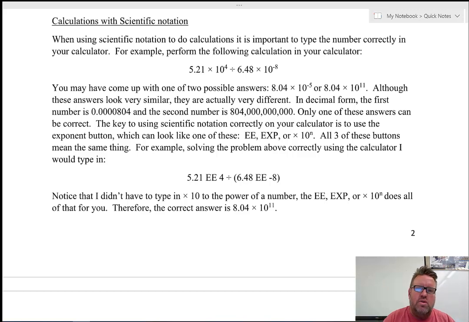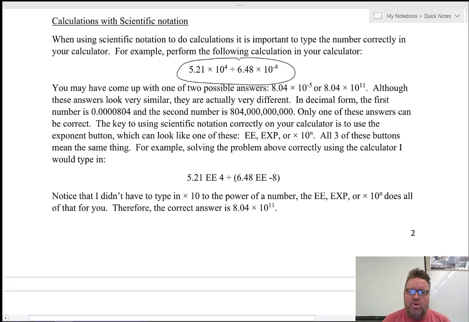Okay, but when you do scientific notation on a calculator, you have to make sure you put that number into the calculator correctly. For example, if we look at this calculation right here, you can put that into your calculator lots and lots of different ways. I want you to put it into the calculator the easiest way that you can. Depending on how you put this in the calculator, you might get this as the answer. You might get that as the answer. Those are two very, very different numbers. And of course, only one of those can be correct.